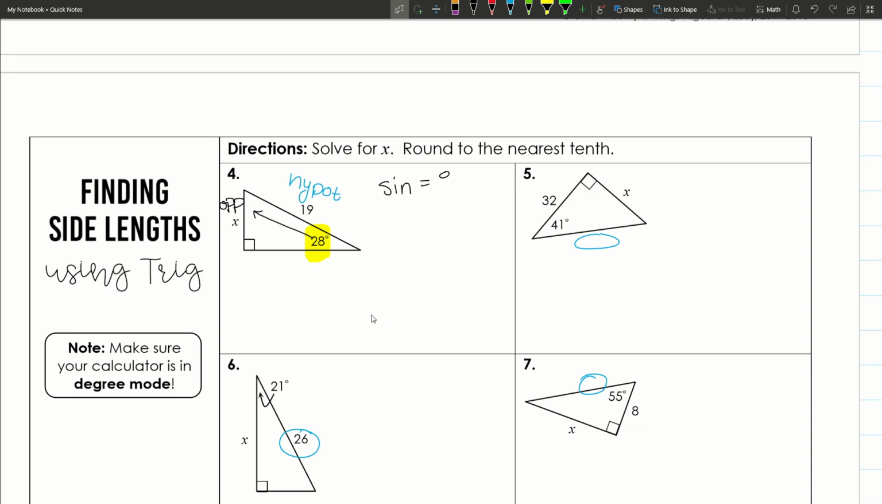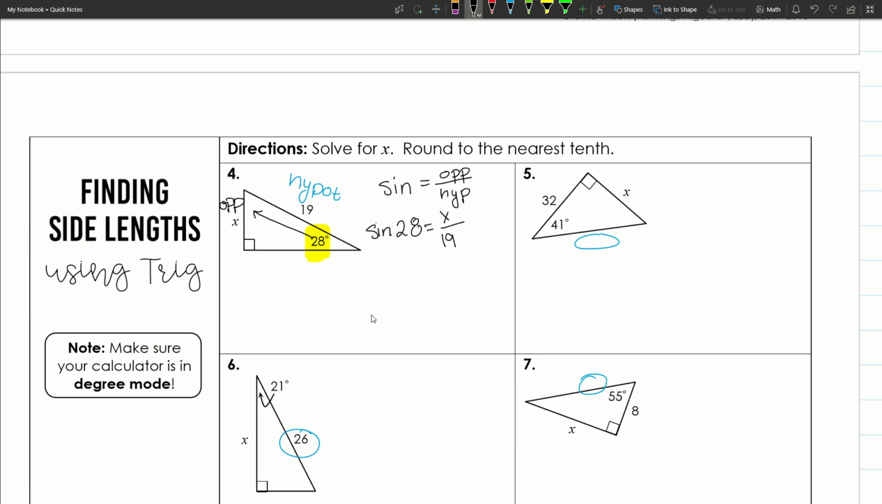And again, remember it's opposite over hypotenuse, which means we're going to find the sine of 28 and set that equal to our opposite, x, over our hypotenuse, 19.